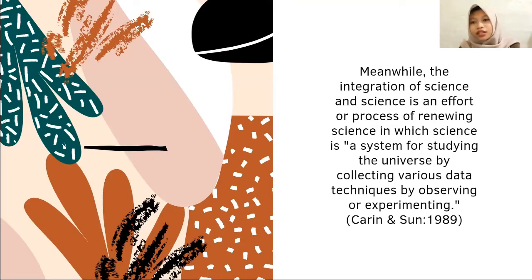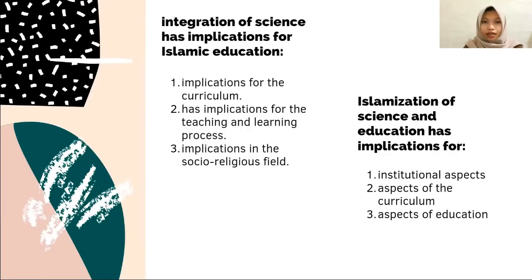Meanwhile, the integration of Islam and science is an effort or process of renewing science, in which science is a system for studying the universe by collecting various data and techniques, by observing or experimenting. Herin and Son, 1989. By implication, integration of science has implication for Islamic education.